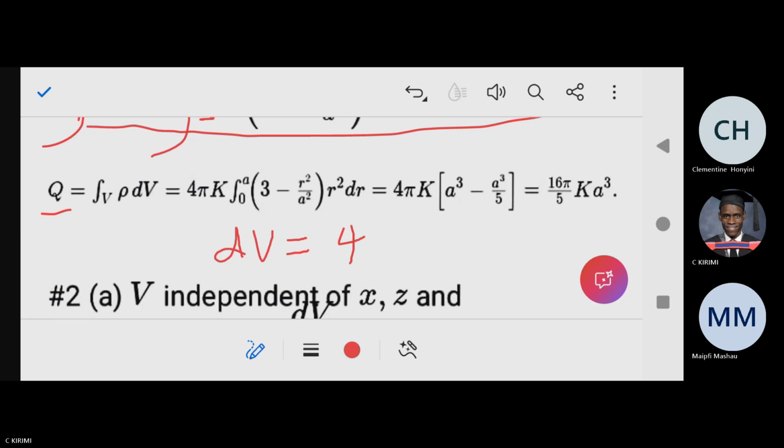So here dV is equal to 4 pi r squared dr. How did we find this one?